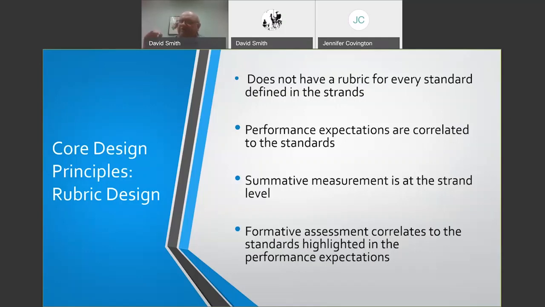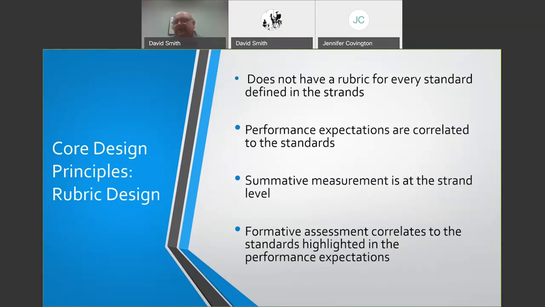But the performance expectations that are in those rubrics are correlated to the standards, and those correlations are in the rubric so that if we're looking at the first performance expectation under visionary leadership, we can see the standards that it's correlated to. Again, as I said before, summative measurement is at the strand level rather than at the performance expectation level. And I'll show you how that happens. And that formative assessment correlates to the standards that are highlighted in the performance expectations.